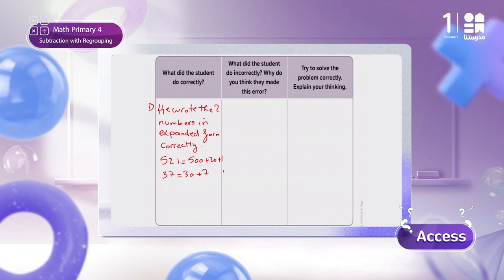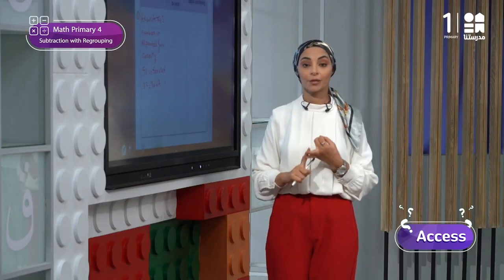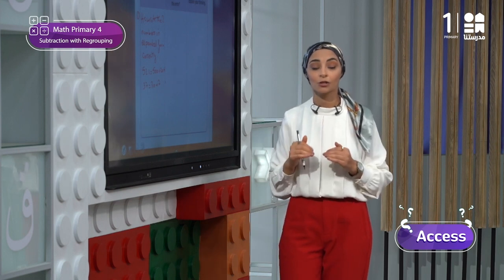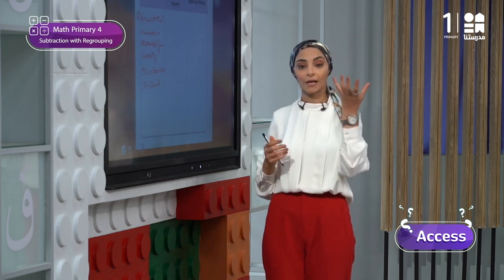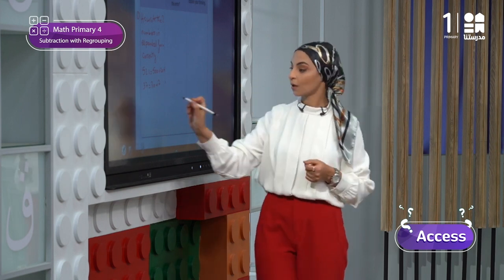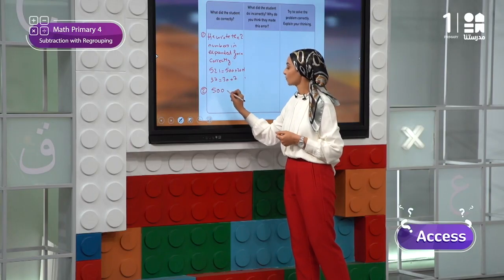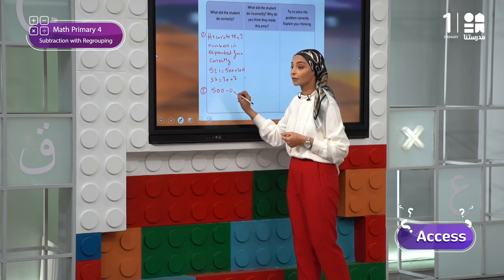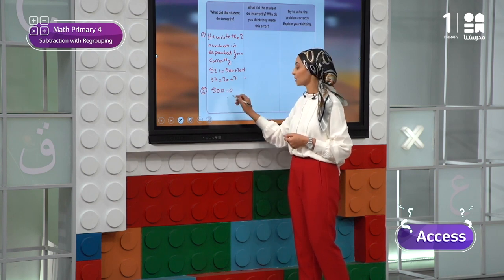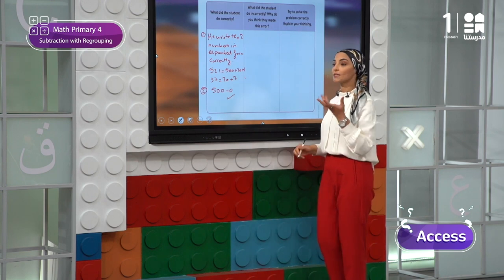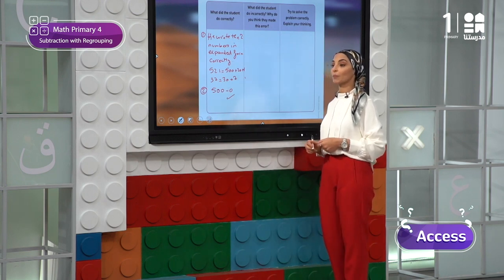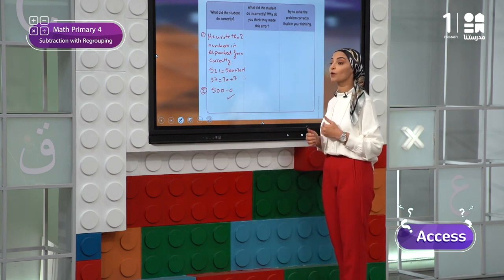The second thing he did correctly, yes, he kept the direction of subtraction when he subtracted 500 minus 0. He kept the direction of subtraction, meaning he did 500 minus 0 which is right. Now what did he do incorrectly? He made more than one mistake.